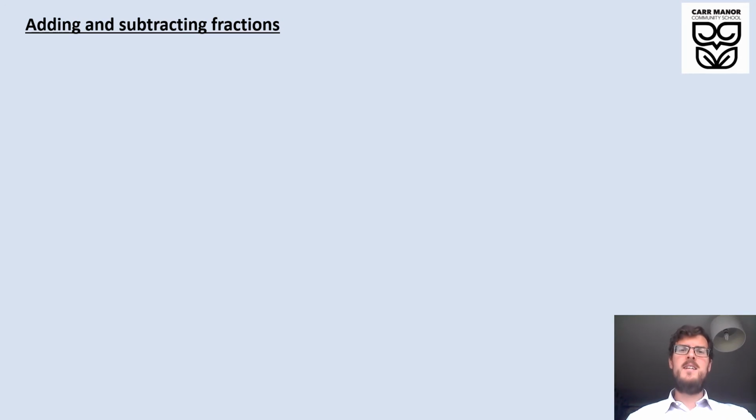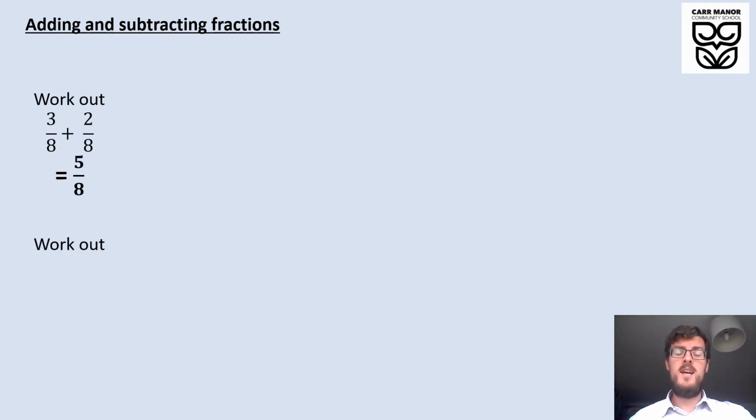Now we come to adding and subtracting fractions. We remember the golden rule for adding and subtracting fractions is that we need a common denominator. So when we have 3/8 plus 2/8, we can just add the numerators, which is 5/8. It works the exact same for subtracting. If we have a common denominator, 4/9 minus 1/9, we can just subtract the numerators. 4 minus 1 is 3.